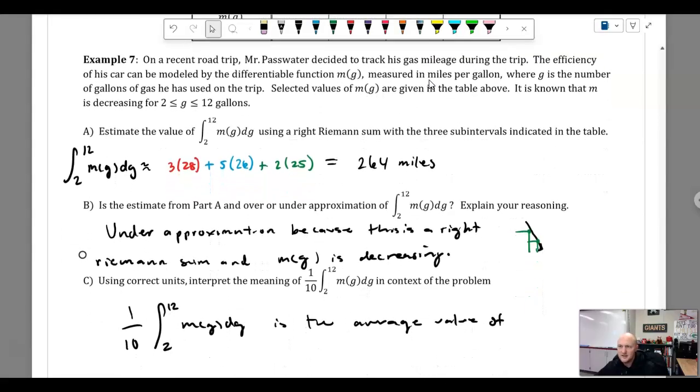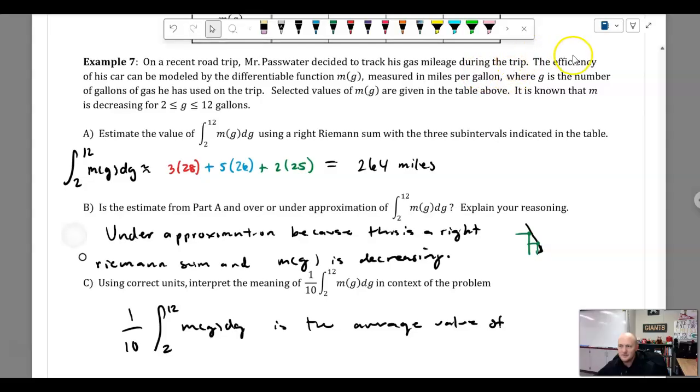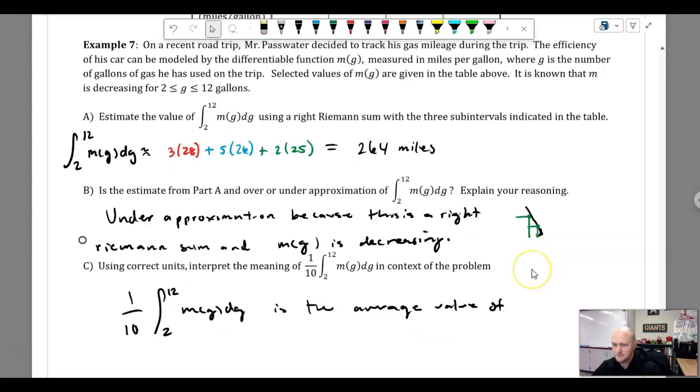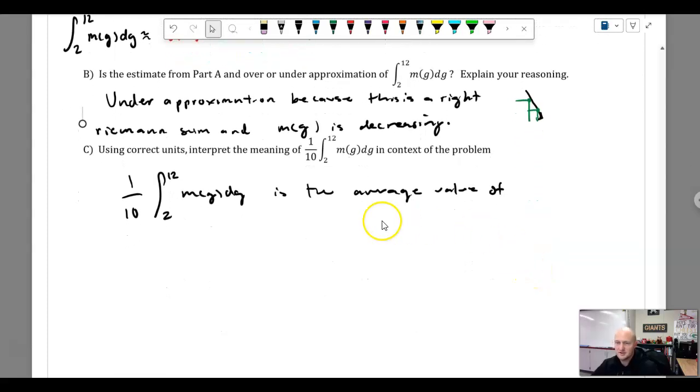Fuel efficiency? Should I just like not pause the video until I figure this out? What is it called? Oh my gosh. Let me know in the comments.